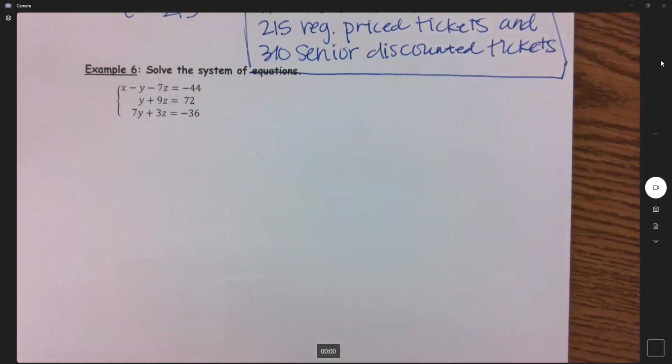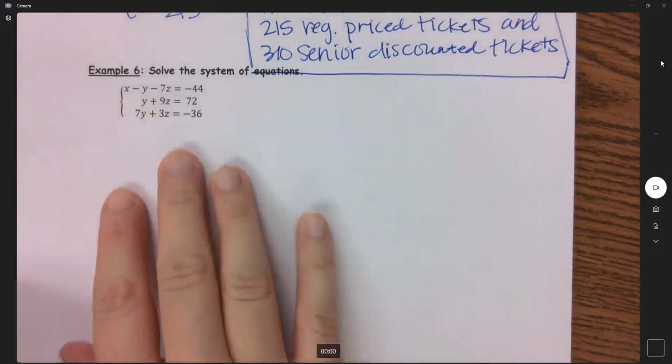Example 6 simply says solve the system of equations. So we can technically solve it by any of our three methods. We can solve by graphing, by substitution, or by elimination. Kind of a matter of preference. Now, I don't think any of us really want to graph in 3D, so let's take graphing off. So now we have substitution or elimination.